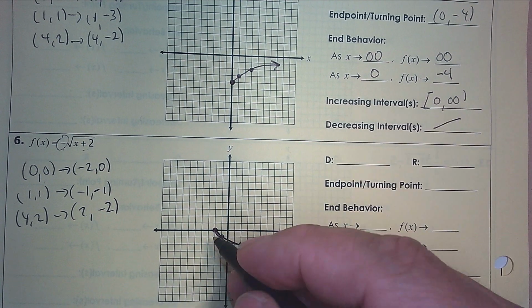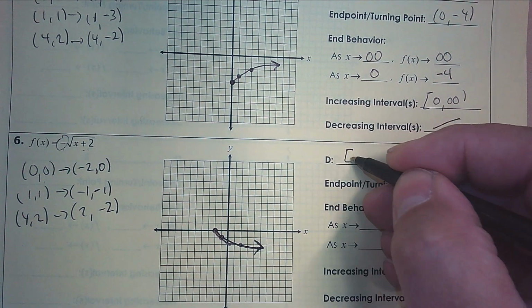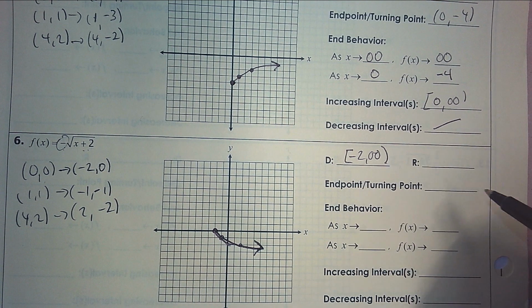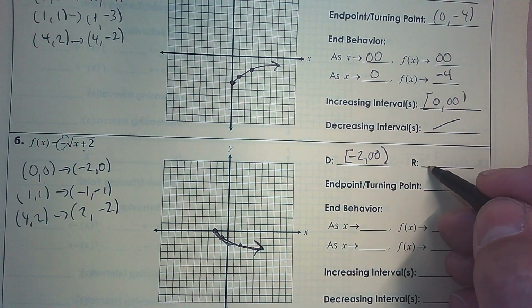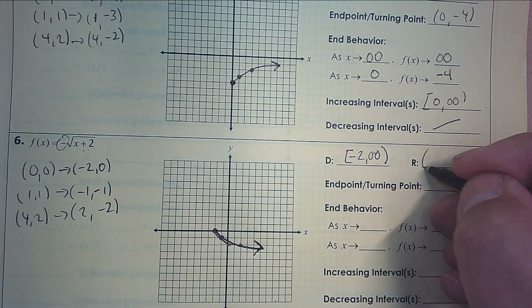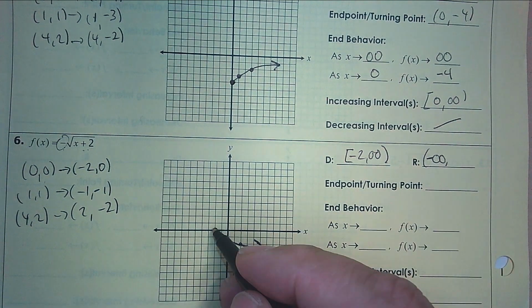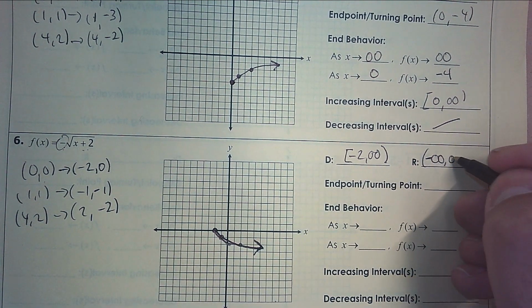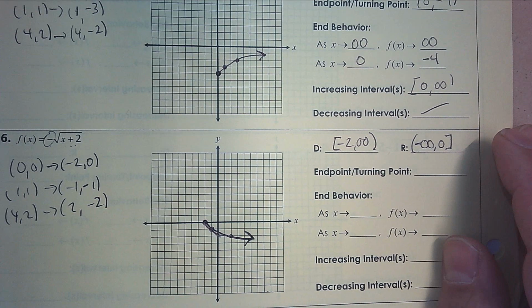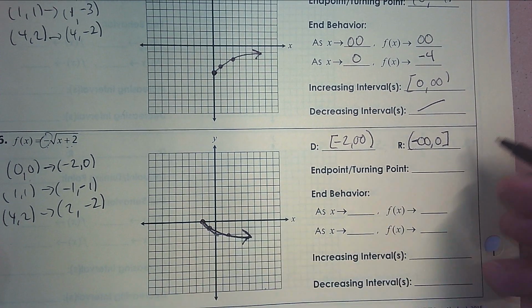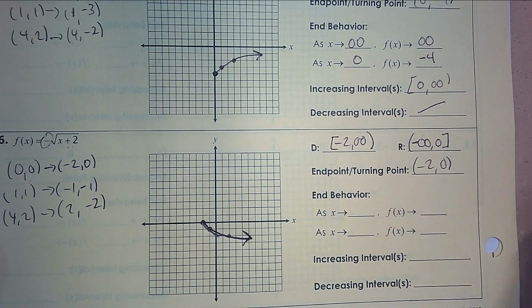So the x value started with -2 and it goes to infinity. The range, the bottom of the range is actually -infinity, and the top of the range is 0. I know, you have to think twice about it. The point that we started at was at -2 and 0.